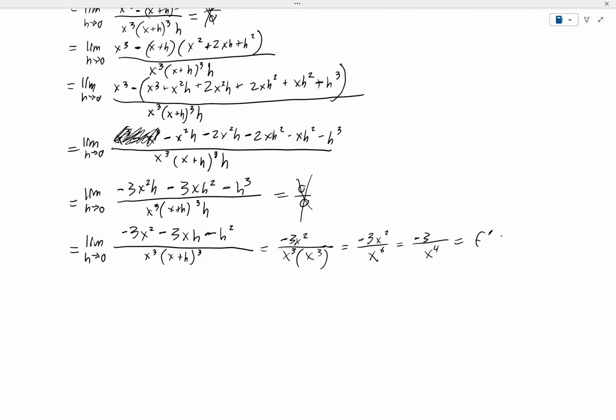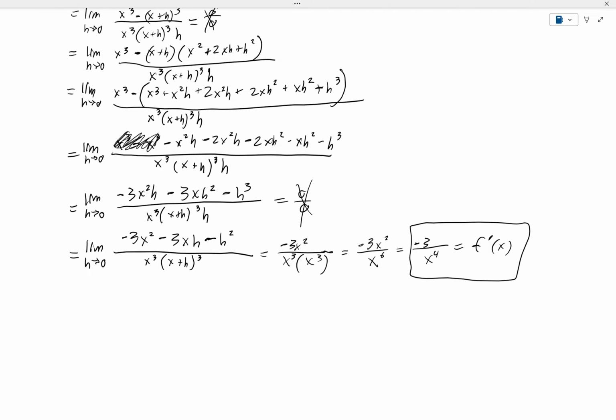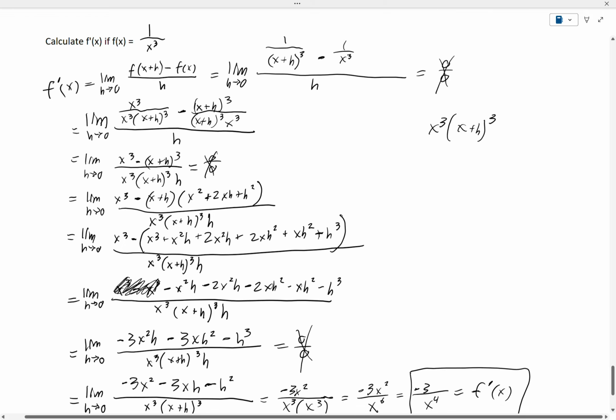So that's equal to f prime of x, the derivative of f with respect to x. And there we go. That's that problem done.